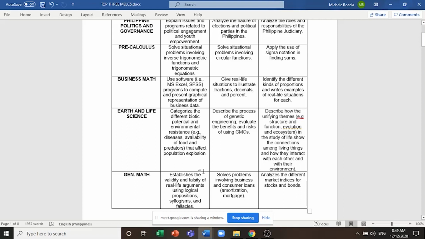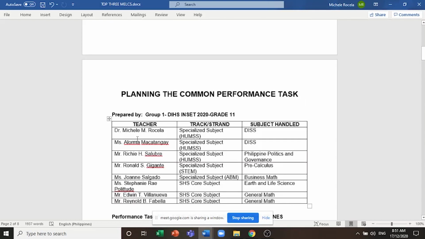So this is prepared by Group 1, the IHS INSET 2020 for Grade 11. Me and Miss Makatangay handle the HUMSS, and we teach this subject. And then Mr. Salubre, who also handles the HUMSS students, his subject is Philippine Politics and Governance. For Mr. Gigante, of course, he's focused on the STEM students and handles pre-calculus. Ma'am Salgado teaches the ABM students, and of course the subject there is business math.